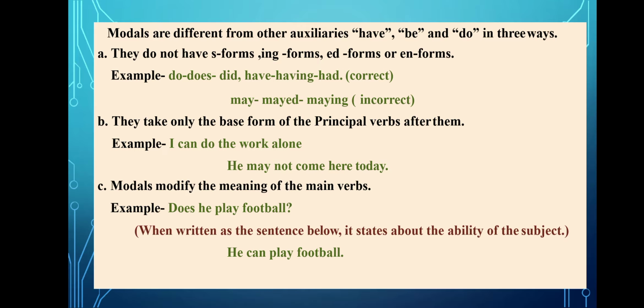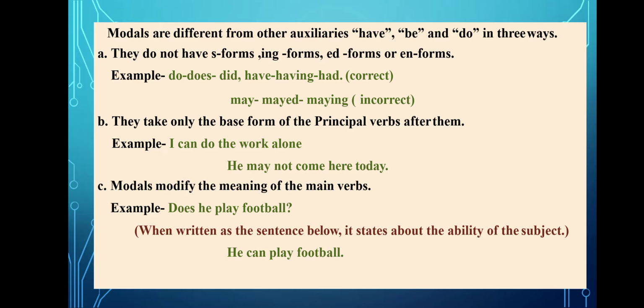Now, modals are different from the other auxiliaries have, be and do in three ways. Because we know have verbs, be verbs and do verbs are our primary auxiliaries. Auxiliary verbs can be classified into two types: primary auxiliaries and modal auxiliaries. So definitely modal auxiliaries are different from the primary auxiliaries. So let's see how they are different in three ways.